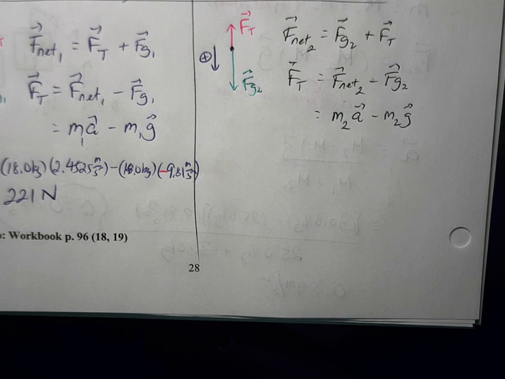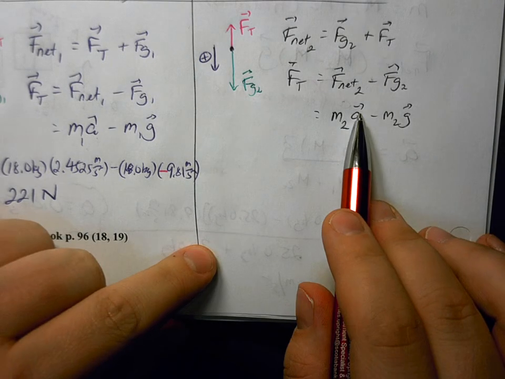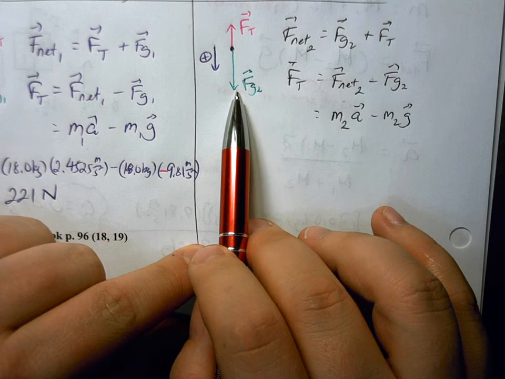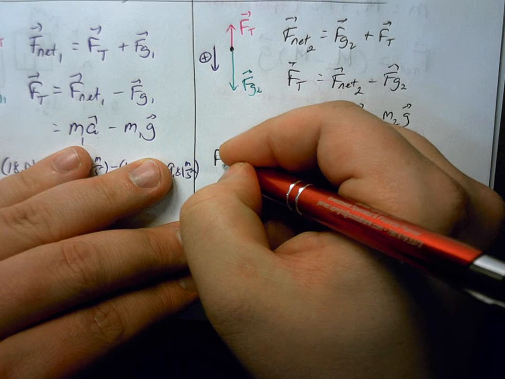Kind of like with the elevator problems, the finesse here is the directions that we have to be a little bit careful with. So in this question, A is going to be down because this block is accelerating down. G is also going to be down. So those are both going to be input as positive numbers.